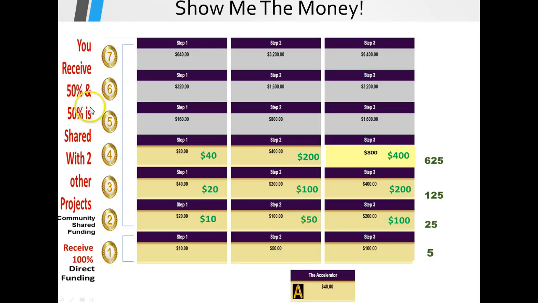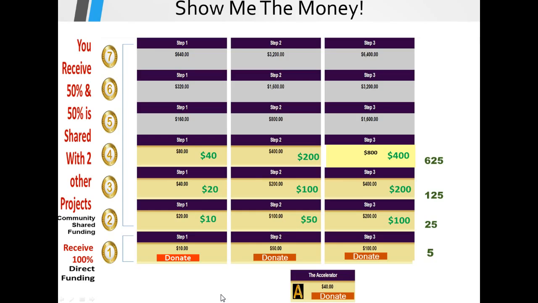The other 50% is actually shared with the project of the individual that referred you and the project that referred them. We call that the grandparent and the great-grandparent. In this diagram, we're going to focus on this first 50% for right now so that we don't confuse you. So let's just say you go ahead and make that donation of $200 to the project of the person who referred you.